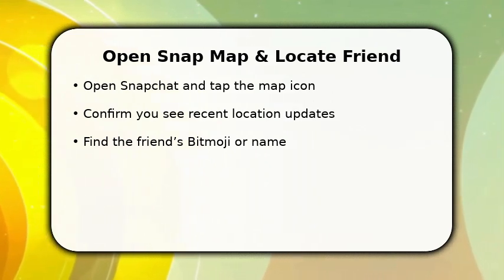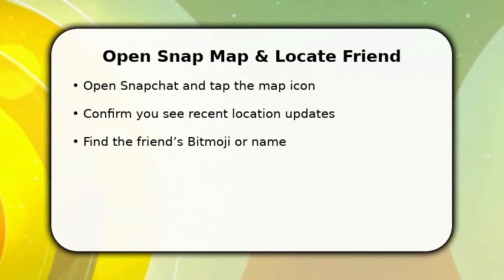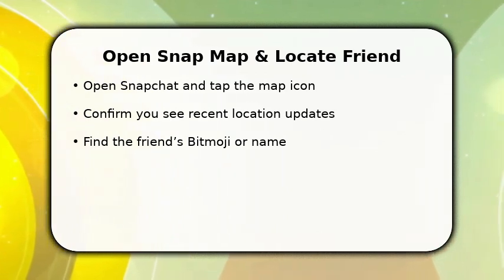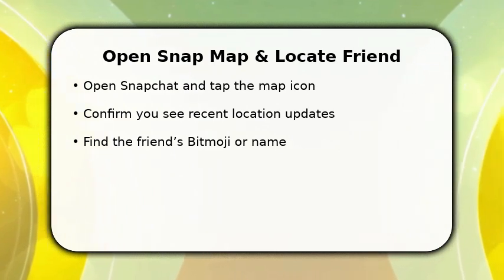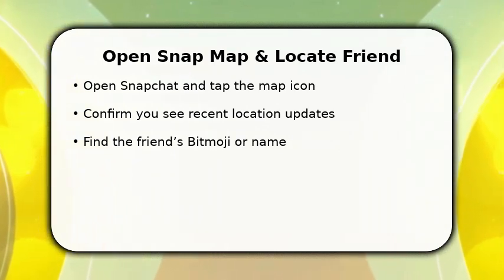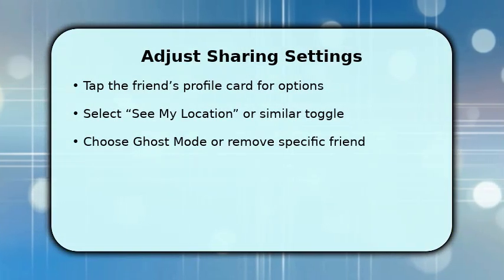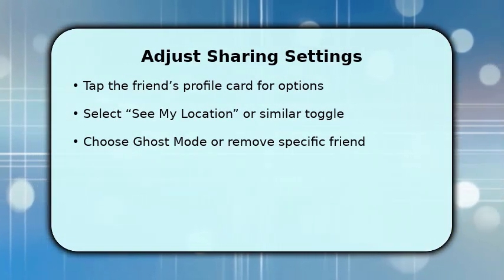Once located, tap their icon to open the profile card, because the sharing controls you need are inside that friend's location options. Now that the friend's profile card is open, look for the location sharing option labeled See My Location or the three-dot menu. Tap it.